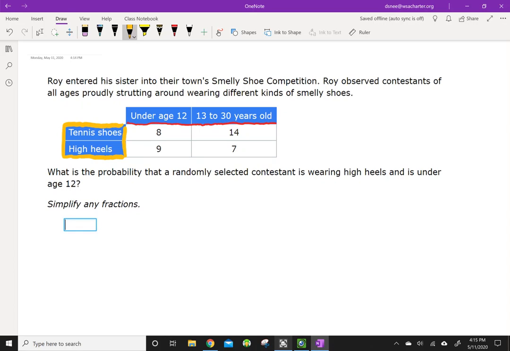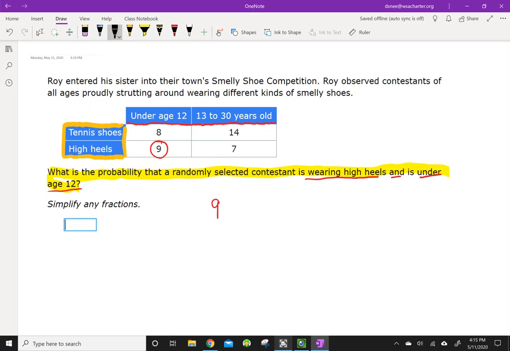Okay, and we're trying to find what is the probability, what are the chances that a randomly selected person is wearing high heels and is under age 12. So wearing high heels and under age 12. It's really important to find all those keywords. So I want under age 12 and wearing high heels. So I have 9 that are under 12 and wearing high heels.